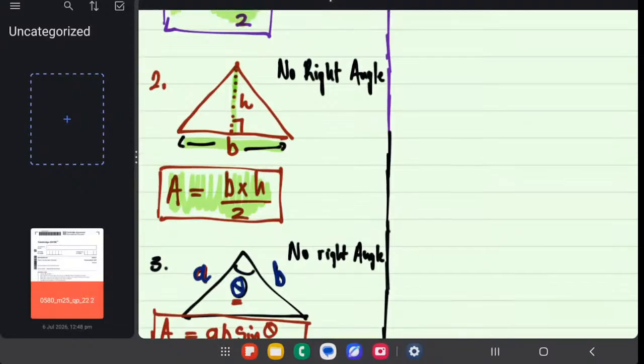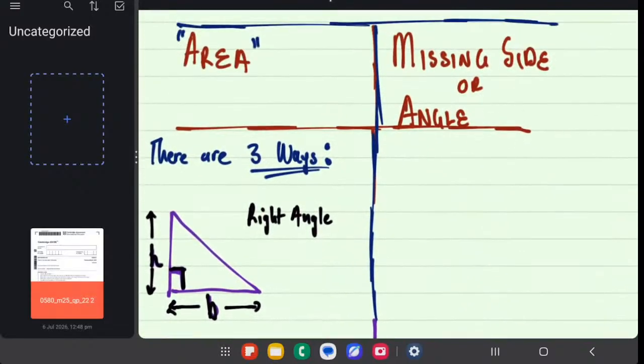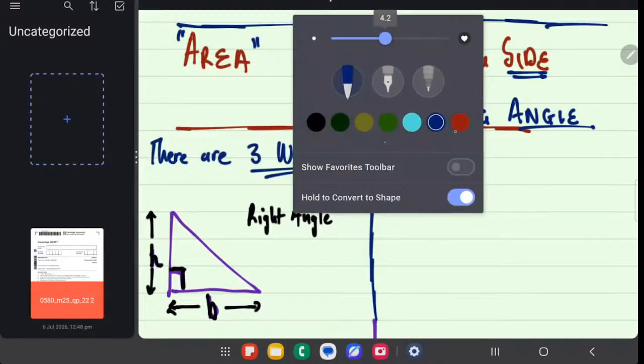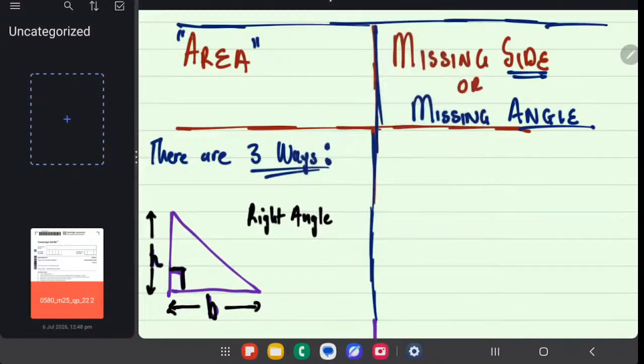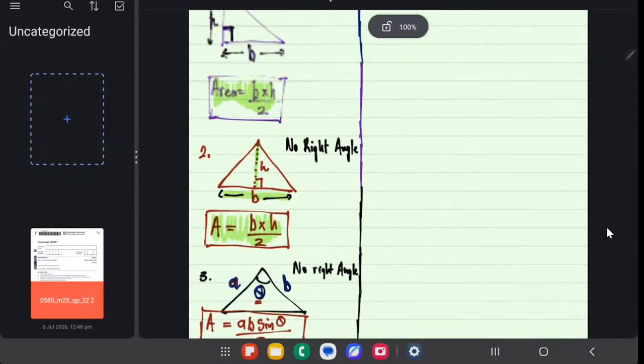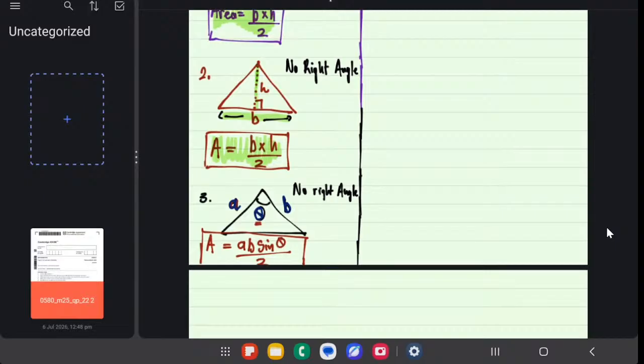Now let's do the last one, which is how do you find a missing side or a missing angle? Right, Alex, let's do this. You gotta get me 100% here. Okay, now we are doing missing side. We are done with area, Alex. Did you see the 3 ways of getting area? Did you write them down? Did you write them down this way, the way I just gave you?